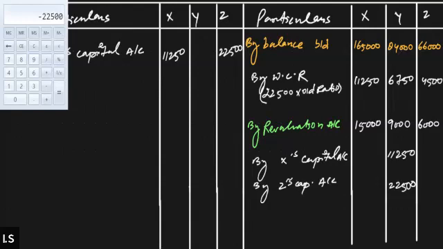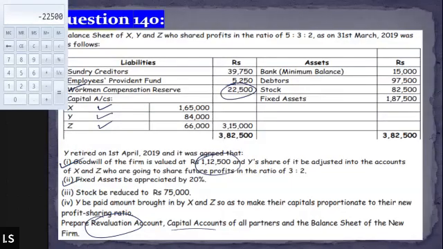I hope everybody understood. All right, now let's read the fourth adjustment of the question, which says that Y be paid amount brought in by X and Z so as to make their capital proportionate to their profit sharing ratio. So this is the same point that we were discussing in the last class. This question is saying that Y will be paid by X and Z collectively. Obviously, since Y is retiring, who is going to compensate Y? Only X and Z will collectively compensate Y. And the question is asking us to adjust the closing capital of the partners in their profit sharing ratio.